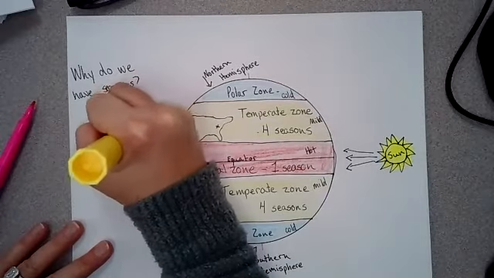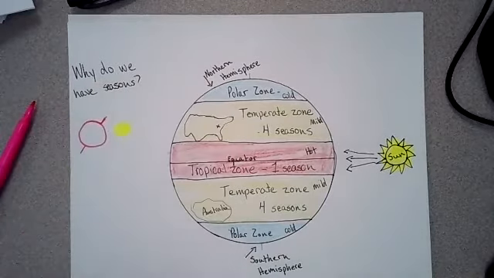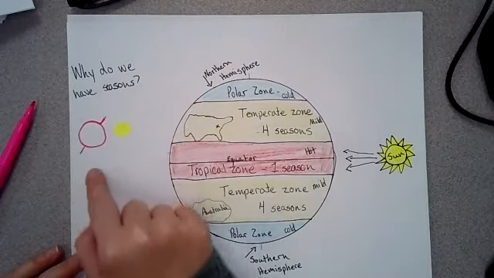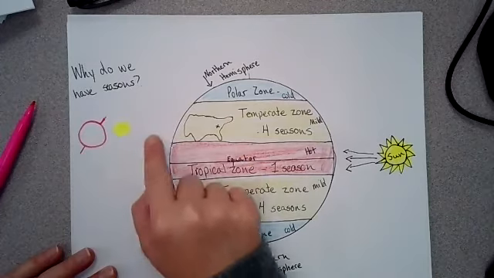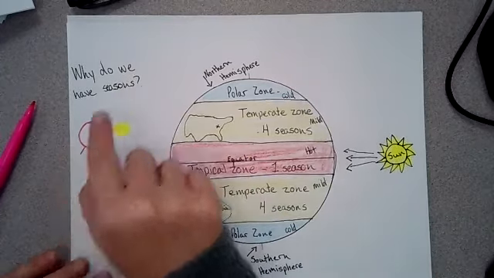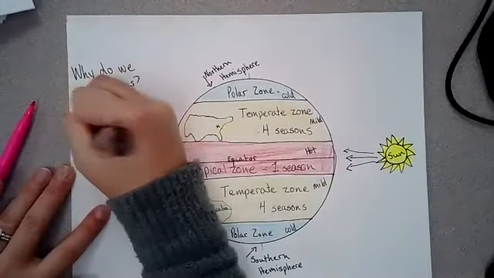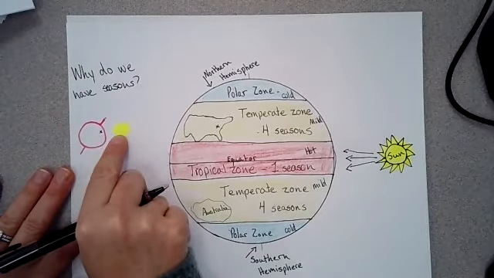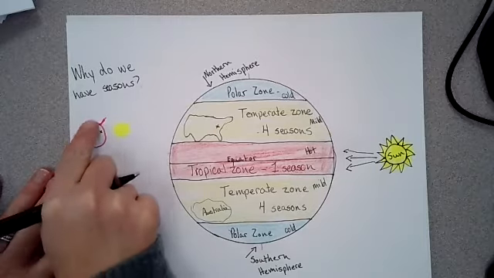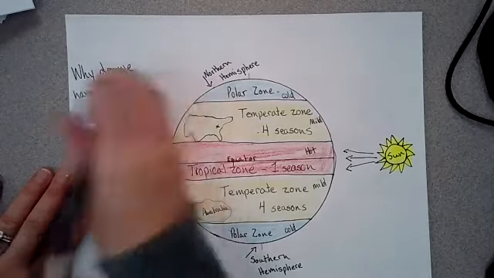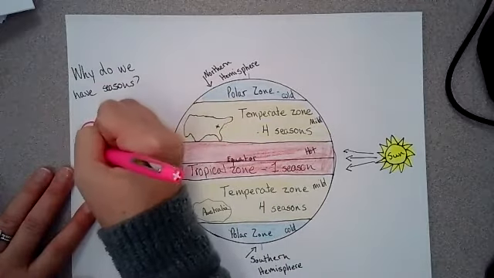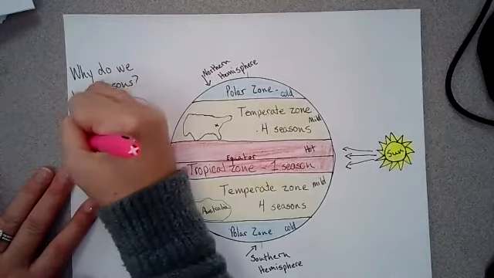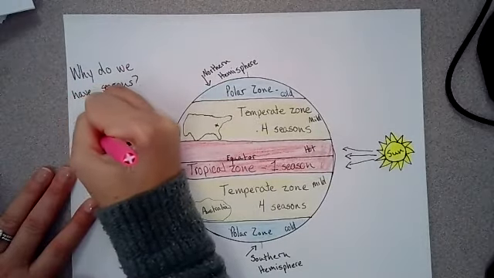Okay, so this is Earth, and it is tilted towards the sun. And then as it travels around the sun, because you know that the earth travels around the sun, it can tilt away from the sun. So if this is you, let's pretend that this is you. When you are tilted towards the sun, it's summertime. So this is summertime when you're tilted towards the sun.